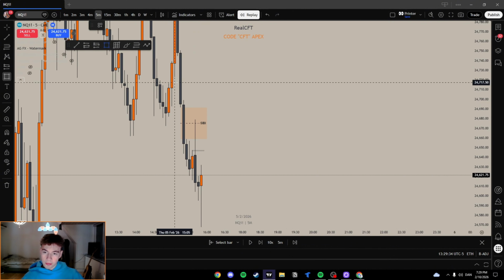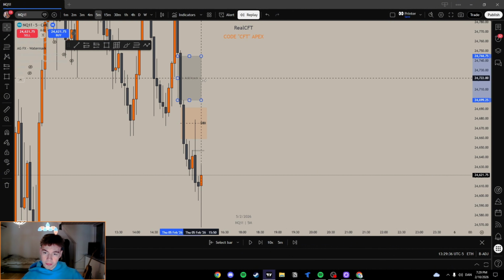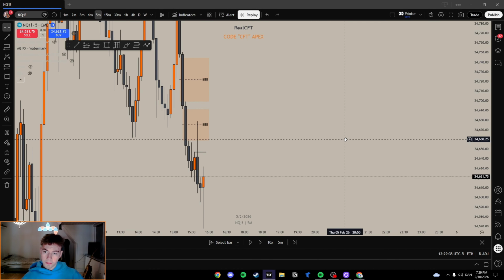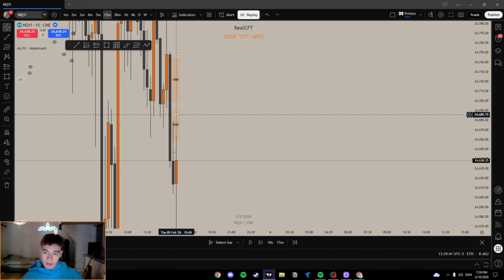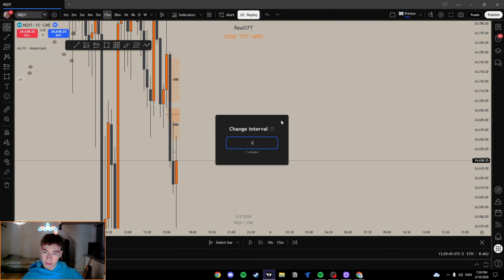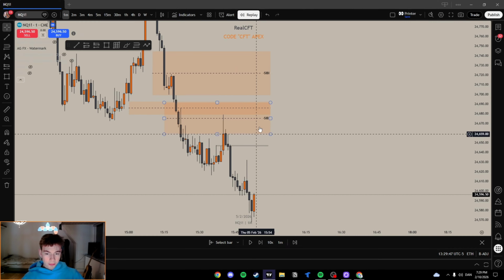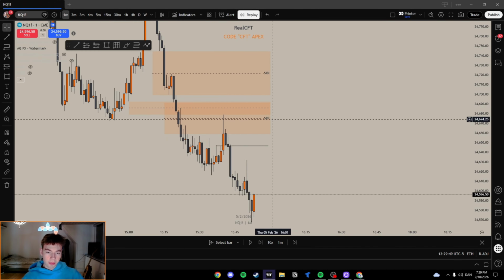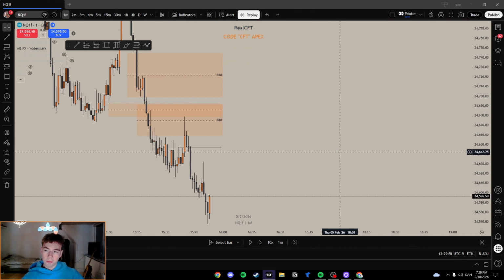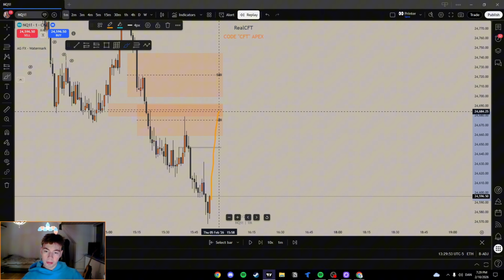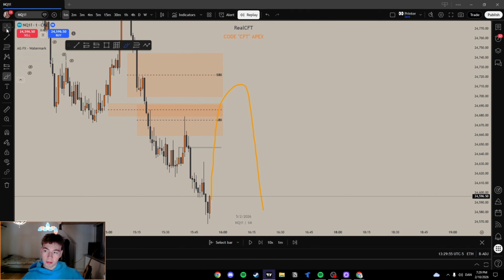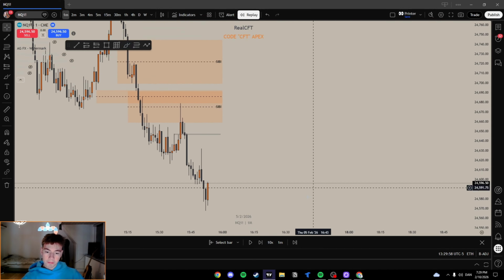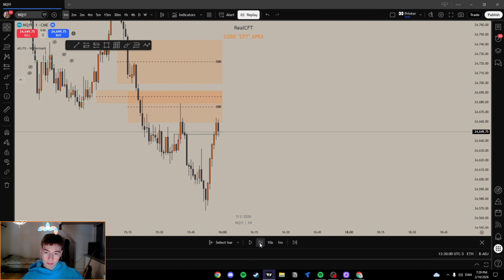Oh, what is this? We have a 5-minute fair value gap up here as well. How about a 15? Oh, we also have a 15-minute gap up here as well. Now I won't be looking to just short this 5-minute fair value gap. I want to retrace up into these fair value gaps and then get my continuation model. So let's see what happens.